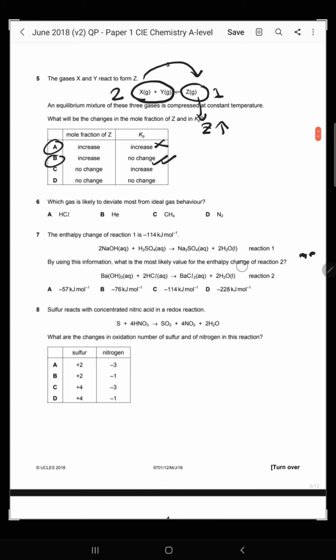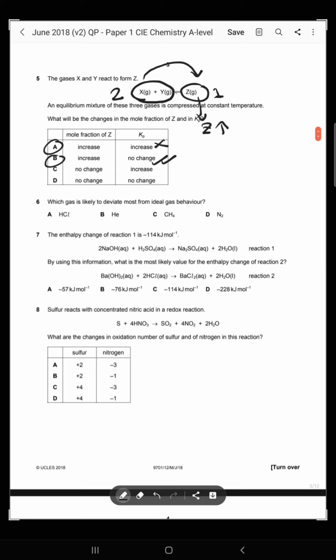Number 7, the enthalpy change of reaction 1 is minus 114 kilojoules per mole. 2NaOH plus H2SO4 is Na2SO4 plus 2H2O. By using this information, what is the most likely value for the enthalpy change of reaction 2? Barium hydroxide plus 2 hydrochloric acid is barium chloride plus water. The enthalpy change of reaction 1 is minus 114. So we have to use this information to find what is the most likely value for the enthalpy change of reaction 2.